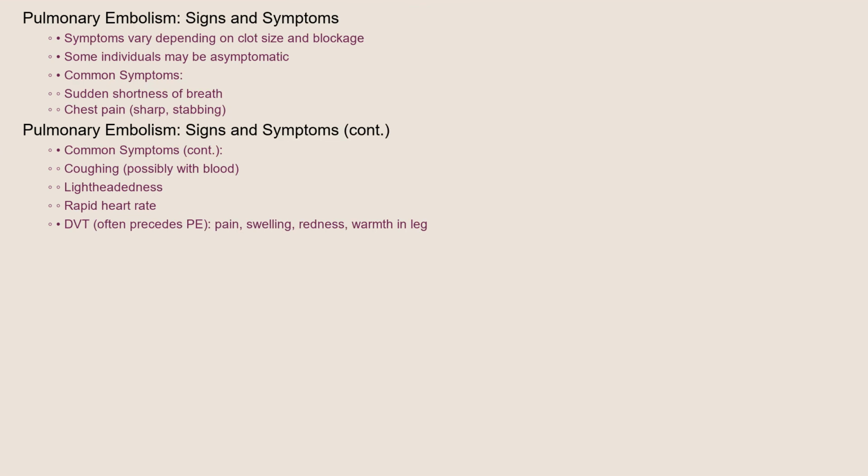The signs and symptoms of PE can vary widely depending on the size of the clot and the extent of the blockage. Some people might not experience any symptoms at all. However, common symptoms include sudden shortness of breath, chest pain often described as sharp or stabbing and worsening with deep breaths, coughing sometimes with blood, lightheadedness, and a rapid heart rate. DVT in the leg, which often precedes PE, can cause pain, swelling, redness, and warmth in the affected leg.